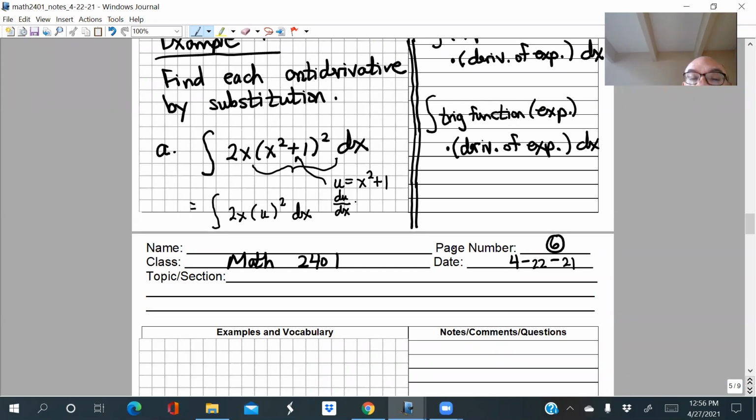Saad, now you help me here. What is the derivative of x squared plus 1? It would be 2x. Yeah, 2x. I think I gave away the answer when I was talking there. I was thinking ahead. So du dx now is 2x.